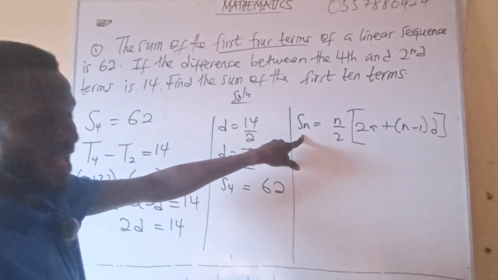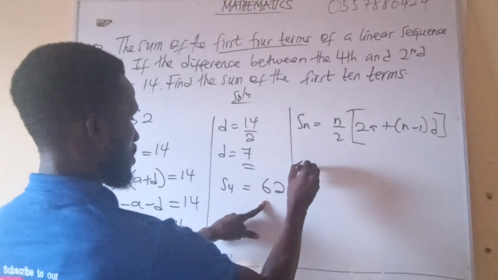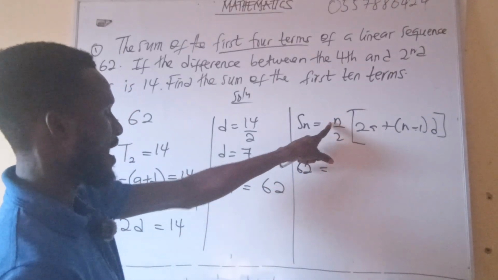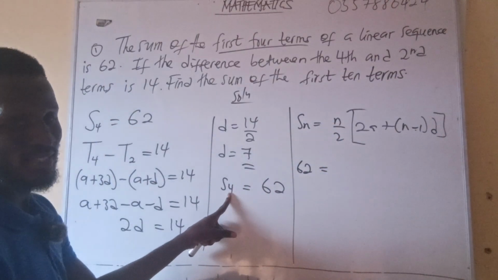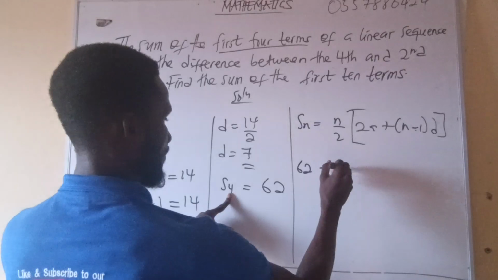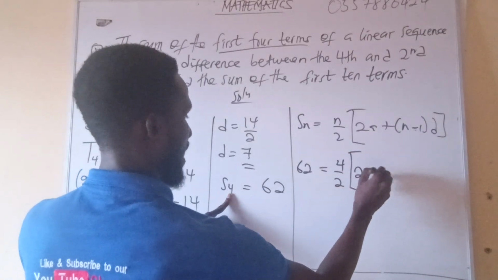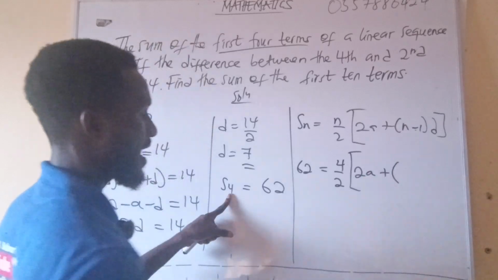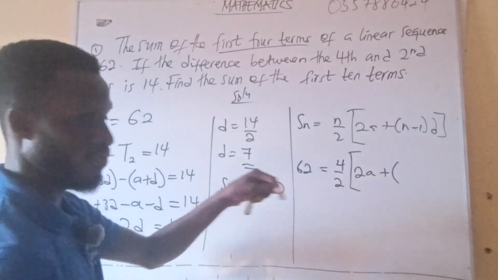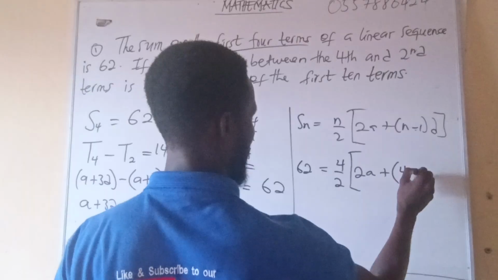The sum of the n terms, which is 62, is equal to n over 2. What is n? n is the fourth term, so n is 4 divided by 2. Now 2 times a plus n minus 1. What is n? n is still 4, so I'll have 4 minus 1.